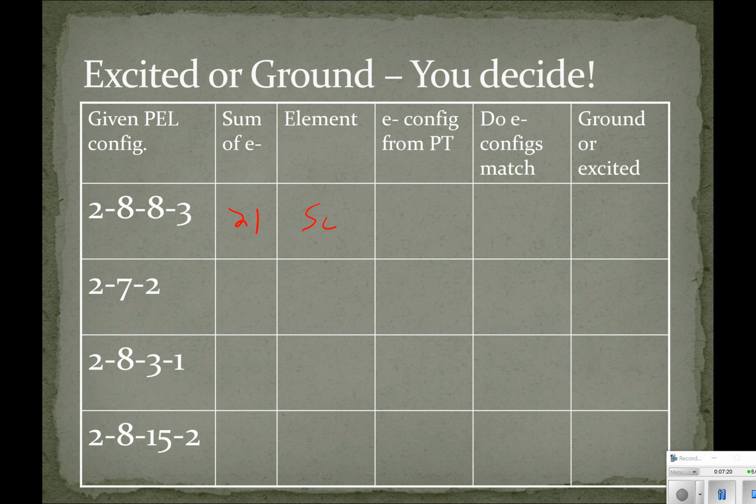The electron configuration from the periodic table would be 2, 8, 9, 2, giving us a total of 21. These configurations do not match, so this would be an excited state. In this case, for the next one here, we tally up this configuration to get the total number of electrons. We get 11.